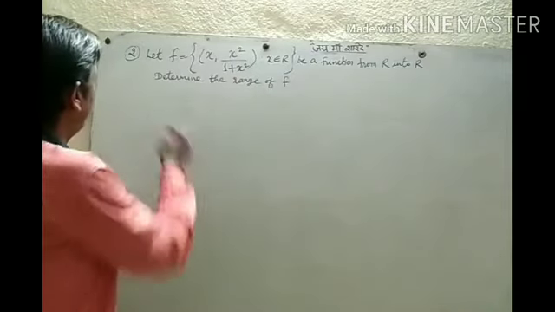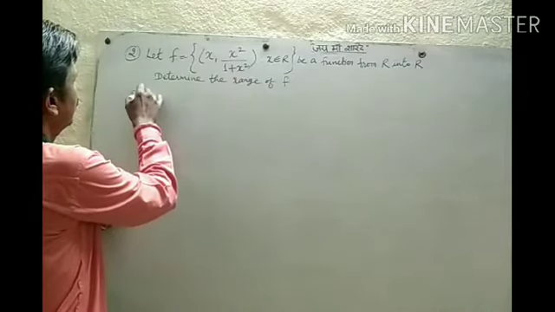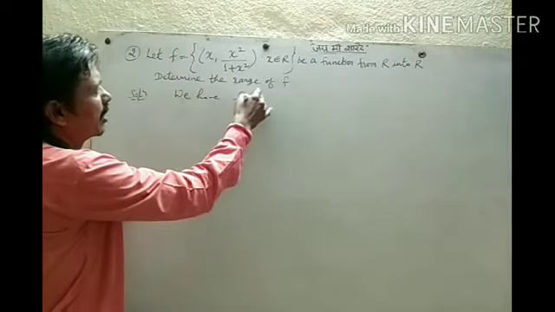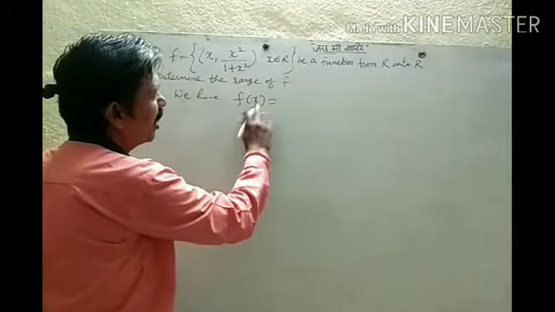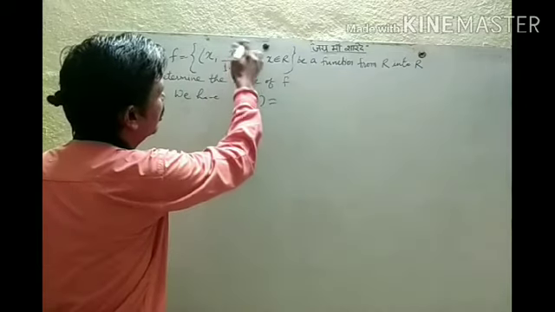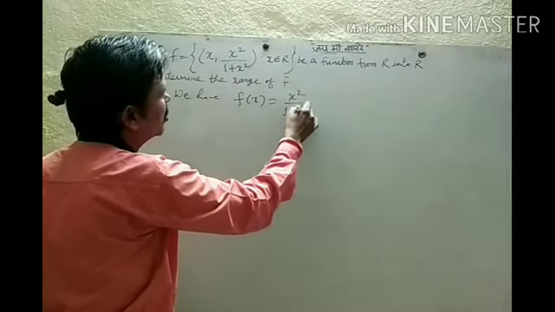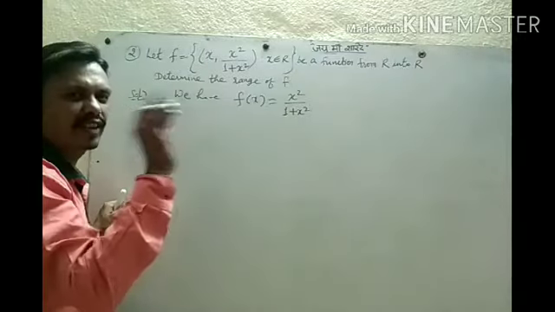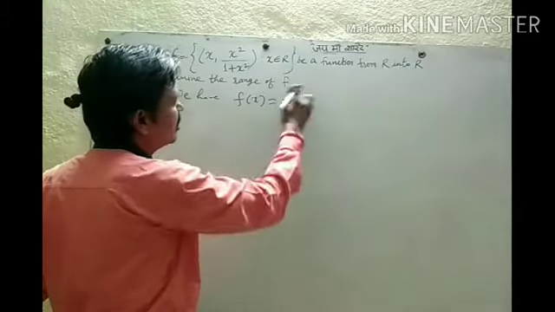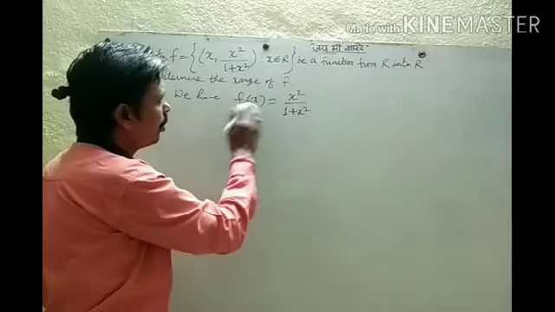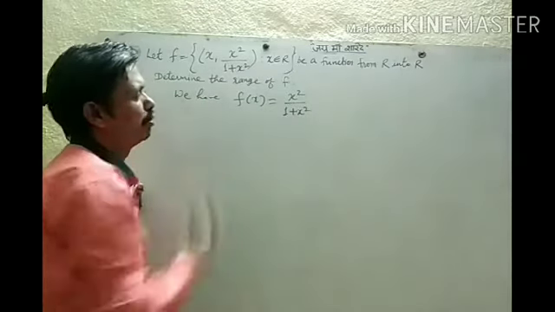So how do we write? Image of x is y. What we have? f of x. Image of x is y, and y is what? The image of x is this, so this is your y: x square upon 1 plus x square. The value of f of x is y. So the value of x is this, and this is your y. Okay? x, y. The f of x is given as x square upon 1 plus x square.